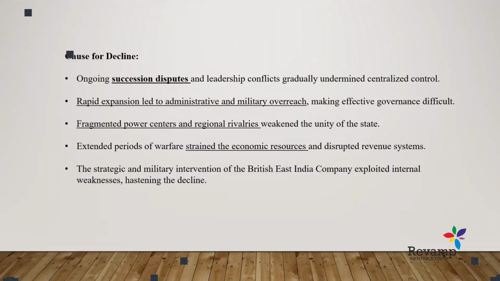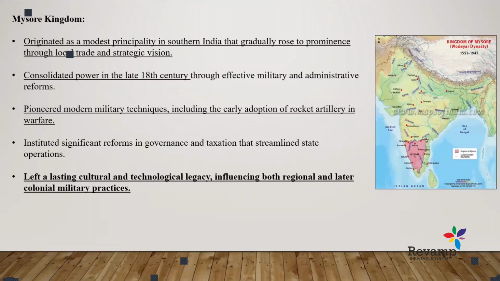As I already mentioned, there was a division of powers between the Maratha empires as well. As succession disputes evolved, there were fragmented power centers and regional rivalries. Due to the rapid expansion of their territories, there was also an economic strain because of their uncalculated revenue systems. These were the major causes of the decline of such a powerful empire.